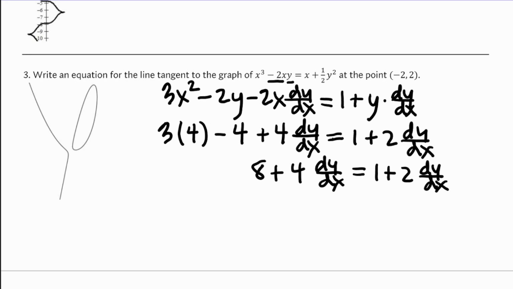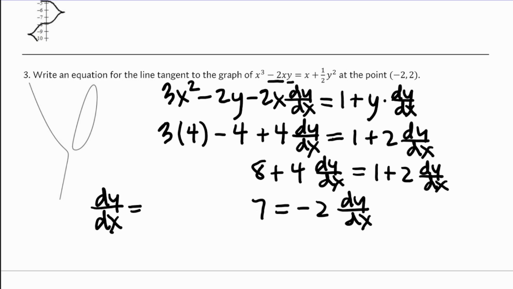So I think I might subtract 1 from both sides, and maybe subtract 4 dy dx from both sides as well. And I'll get dy dx equals negative 7 halves.